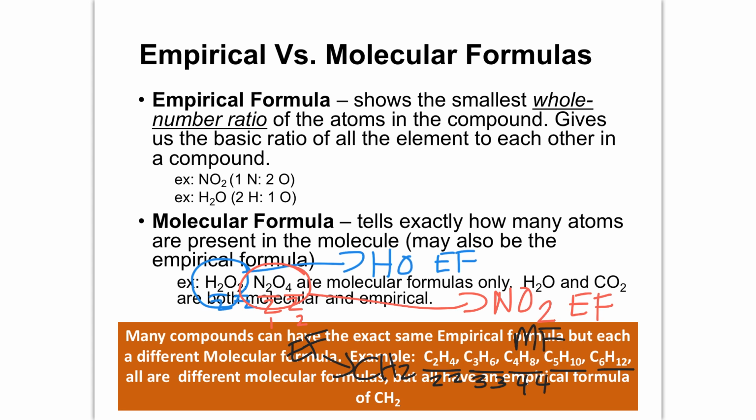The empirical formula cannot be further reduced into a smaller whole number ratio. The molecular formula just tells you exactly, and the key word is exactly, how many atoms are present in the molecule. It may or may not be the empirical formula. For example, H2O is an empirical formula because it can't be further reduced. It's also the molecular formula for water.